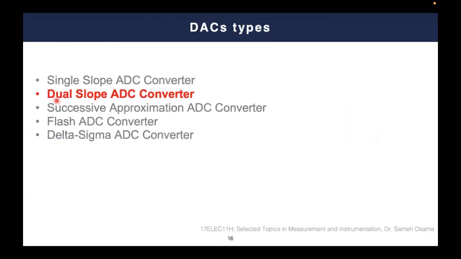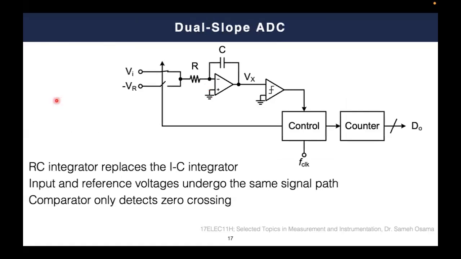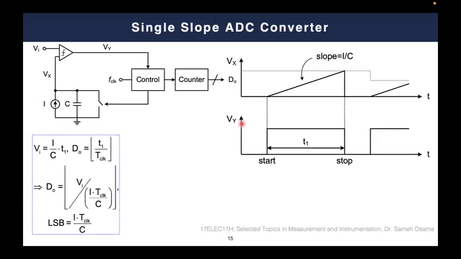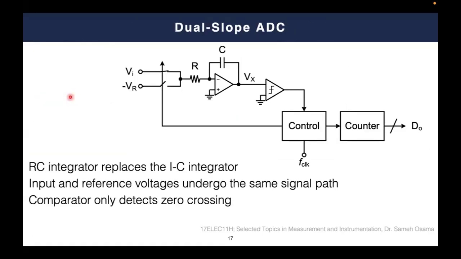Herein we go to the other side, which is the double or the dual slope ADC. The dual slope ADC, as you can see, conceptually, is not that big a difference. Still, we have a comparator, we have a counter and so on. But we have two main differences. Instead of having this ramp signal, we have an integrator.